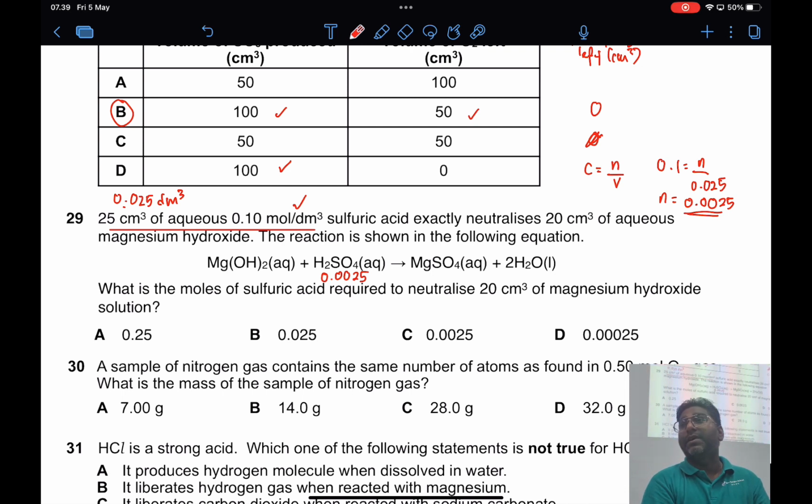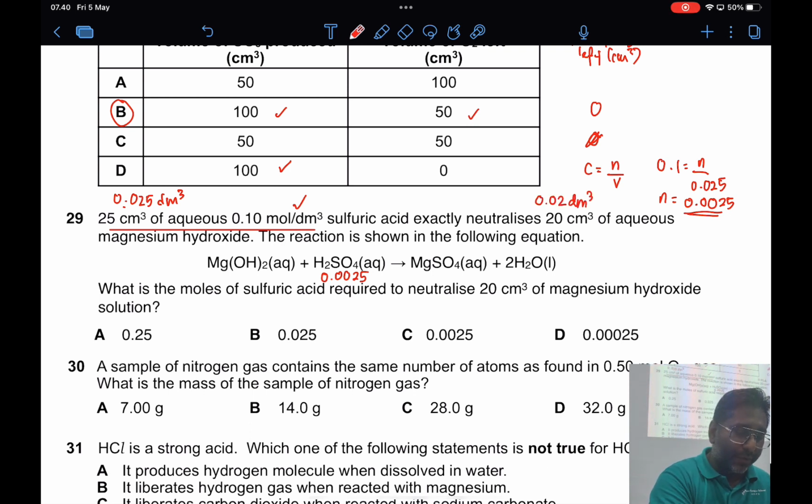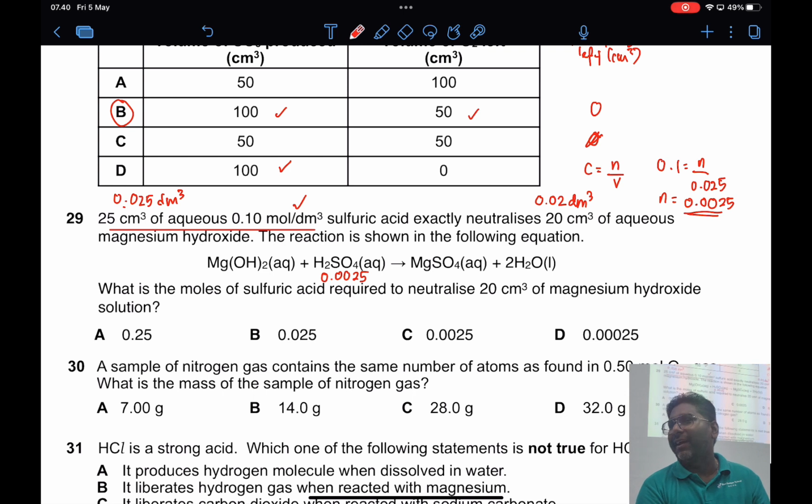Now next they say that it neutralizes exactly 20 cm cube. So 20 cm cube, let's change it into dm cube: divide by 1000, 0.02 dm cube. So what is the mole of sulfuric acid required to neutralize 20 cm cube of magnesium hydroxide solution? This is very easy. I thought it was going to be difficult. They already said they are going to be using something to neutralize this.